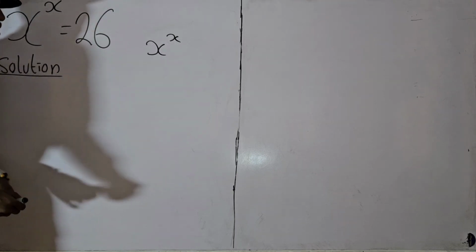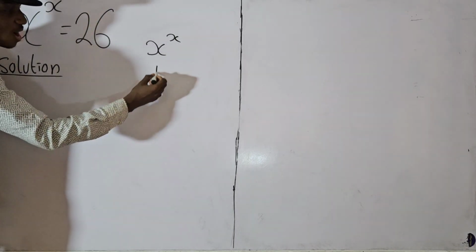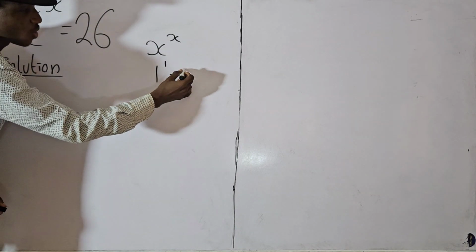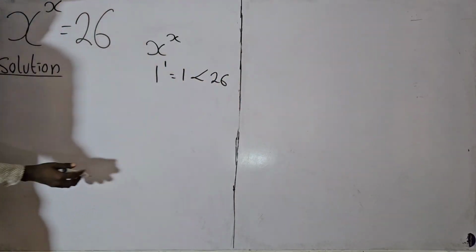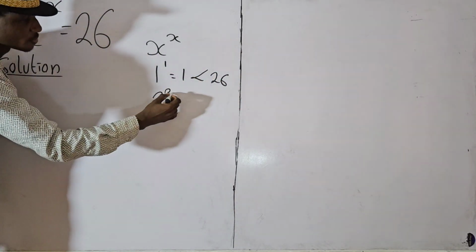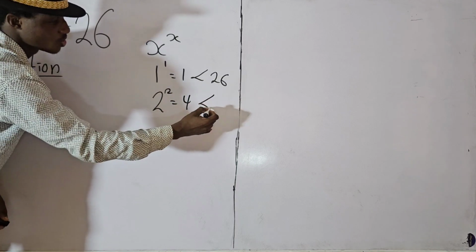You understand? Okay. So let's say x is 1. 1 raised to the power of 1 equals 1. And you can see that 1 is less than what? 26. So this cannot be the value of x. What of 2? 2 raised to the power of 2 equals 4. 4 is also less than 26.